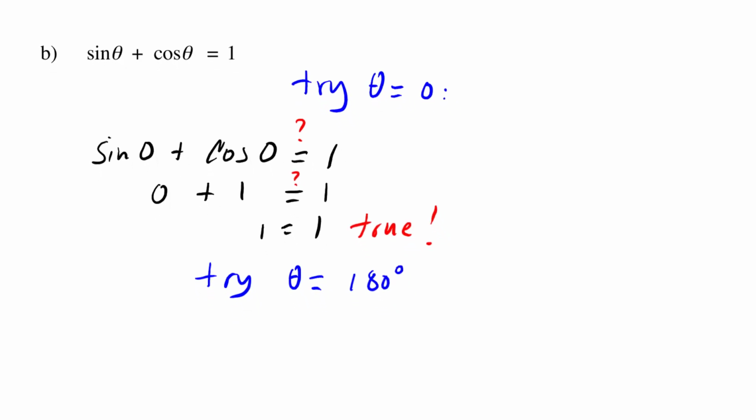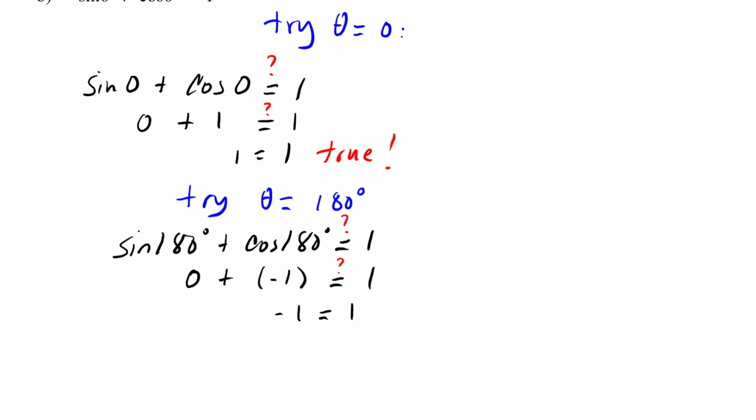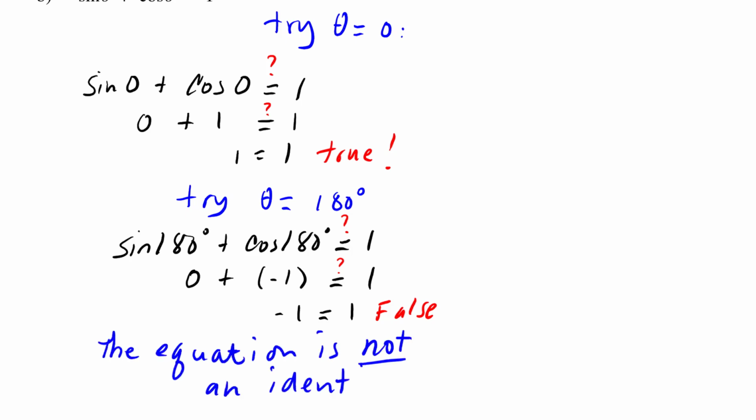Let's do 180 degrees. So sine of 180 degrees plus cosine of 180 degrees, is that equal to 1? Sine of 180 is 0, but cosine of 180 is negative 1, and you notice nothing's being squared here. And 0 plus negative 1, of course, is negative 1. So to say negative 1 equals 1, well, that's clearly false. So we did find a counterexample. And again, the equation is not an identity. The counterexample is 180 degrees. We could have used many, many other counterexamples.